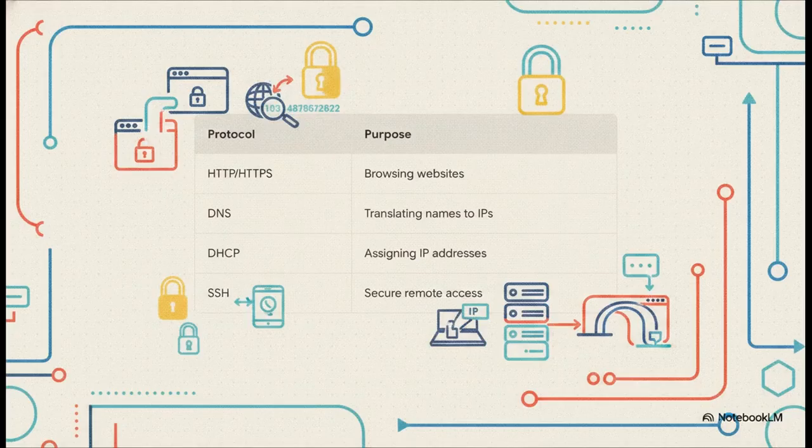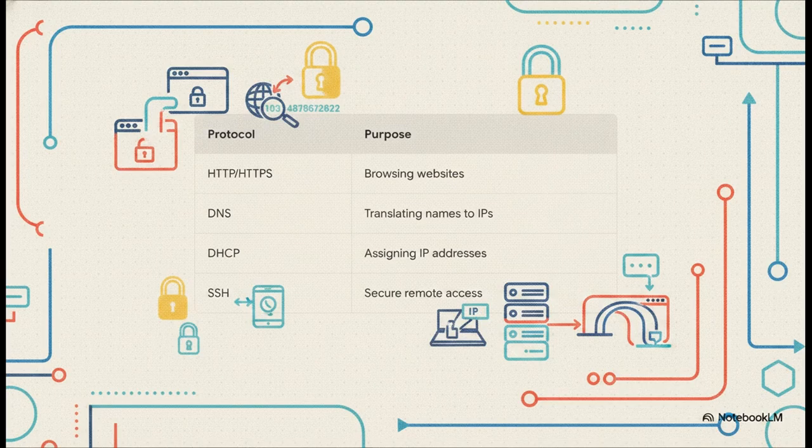But having an address isn't quite enough. Devices also need to speak the same language. To exchange data, they communicate using network protocols, which are basically the specialized languages of the internet. For example, you use HTTP and HTTPS for browsing websites securely. DNS is super vital. It translates human-readable domain names into those numerical IP addresses we just talked about.